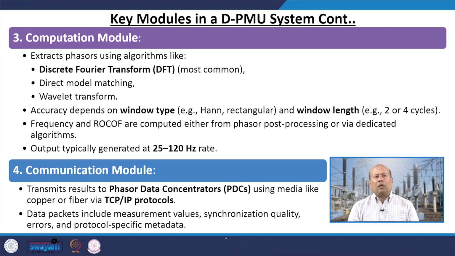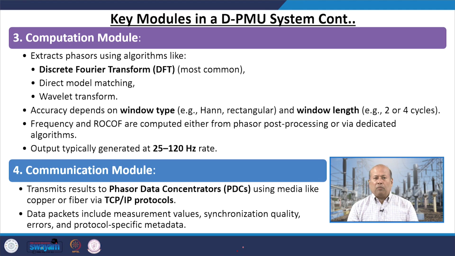Then we move to the computation model, in which we extract phasors using algorithms like discrete Fourier transform, DFT, which is the most common, and then direct model matching and wavelet transforms. Accuracy depends on window type, that is Hann or rectangular, and window length, which is 2 or 4 cycles. Frequency and ROCOF are computed either from phasor post processing or via dedicated algorithms. Output is typically generated at 25 to 120 hertz rate.